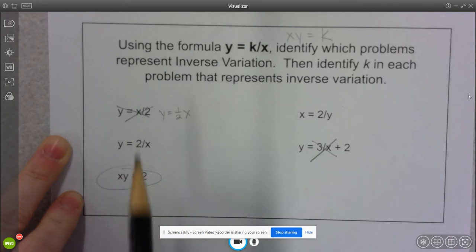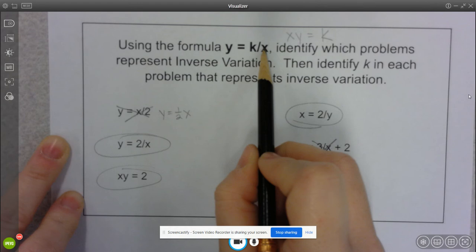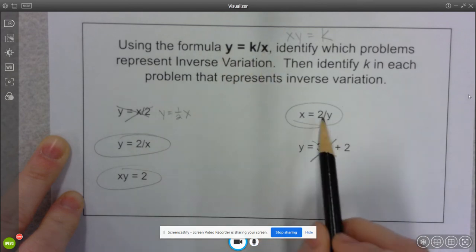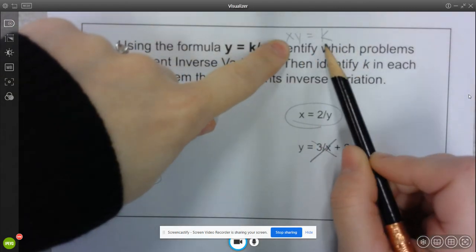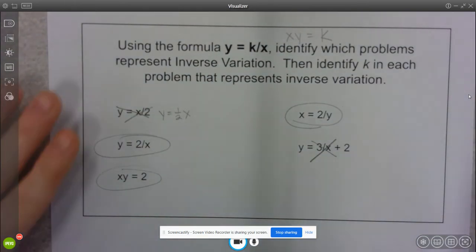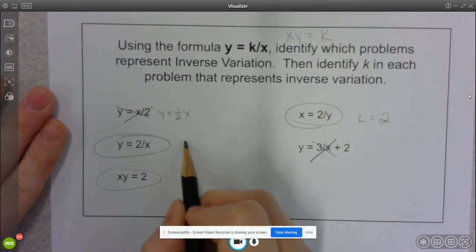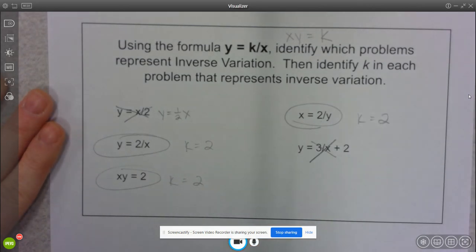This one is okay. That one is okay. And that one is actually good as well, because if I multiply by x and divide by y, I get the exact same formula here. Or I could look at this and divide by y, so I would have x equals k divided by y, still valid. So here, it just so happens that all of my k values are 2. K is not always going to be 2 in inverse variation. It just so happened that these examples had a k value of 2.